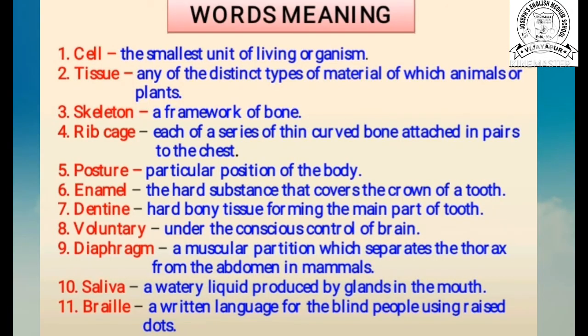Now children, next one is the words meaning. First one is the cell. Cell means the smallest unit of a living organism. Cell is the smallest unit.